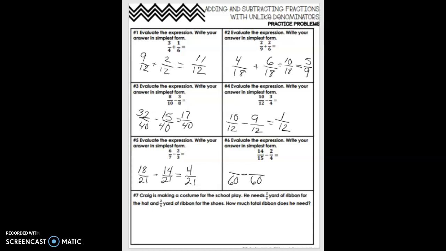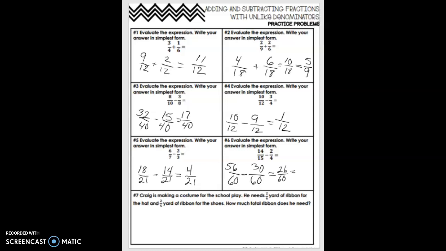Remember, you can use a calculator for these operation problems if you need to. 14 times 4, 10 times 4 is 40, 4 times 4 is 16. Add those, that gives me 56, so 56/60. Again, I need to take the other fraction, 2/4 times 15/15. So 2 times 15 is 30. 56 minus 30 is 26 over 60.